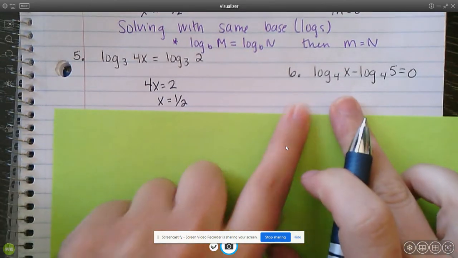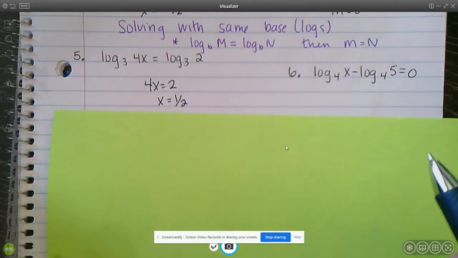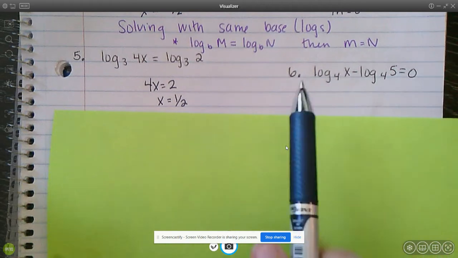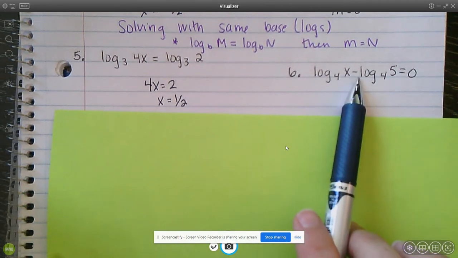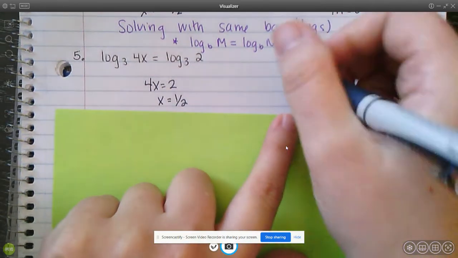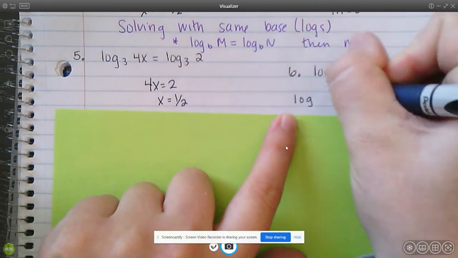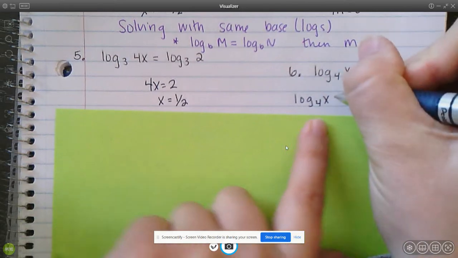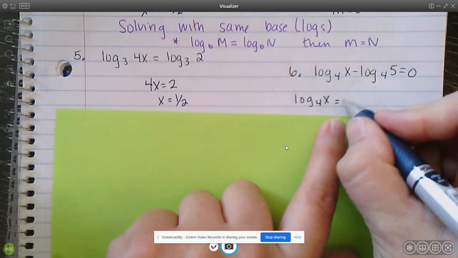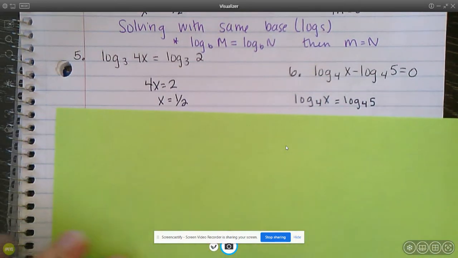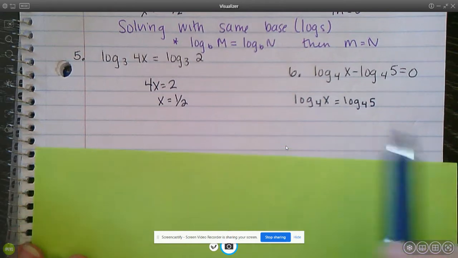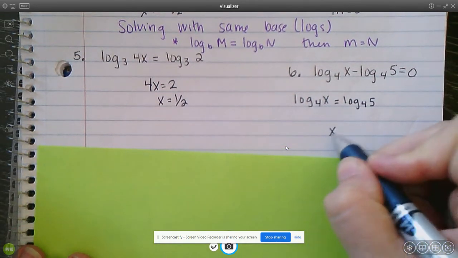Okay, moving over to this one. You have to make it so it looks like this. So we're actually just going to add log base 4 of 5 to both sides. So we get log base 4 of x equals log base 4 of 5. And then we have the base of 4 on both sides, so that must mean that this equals this. So x equals 5.